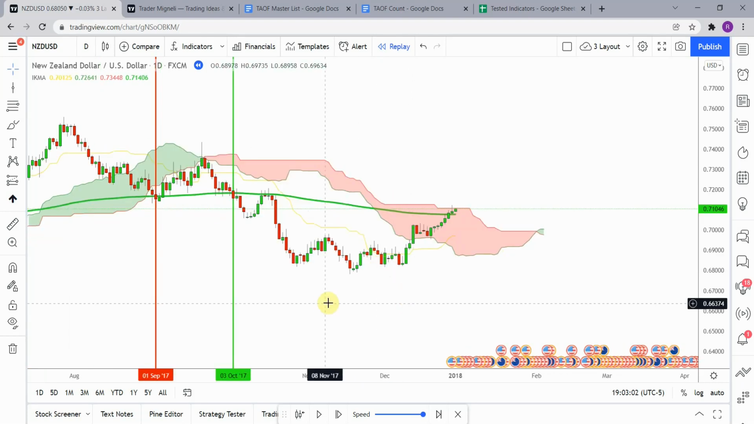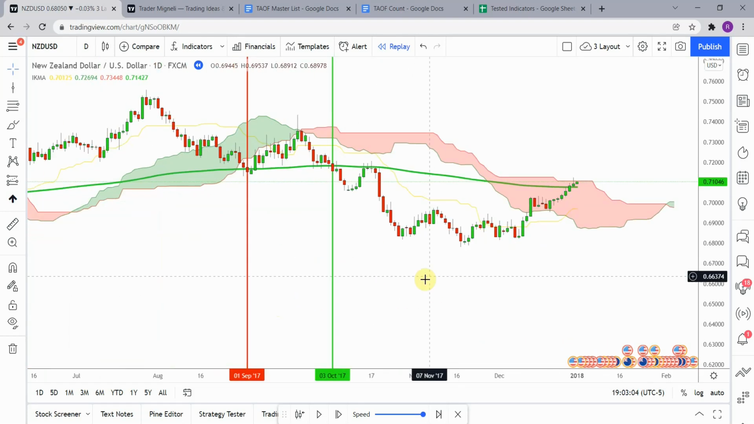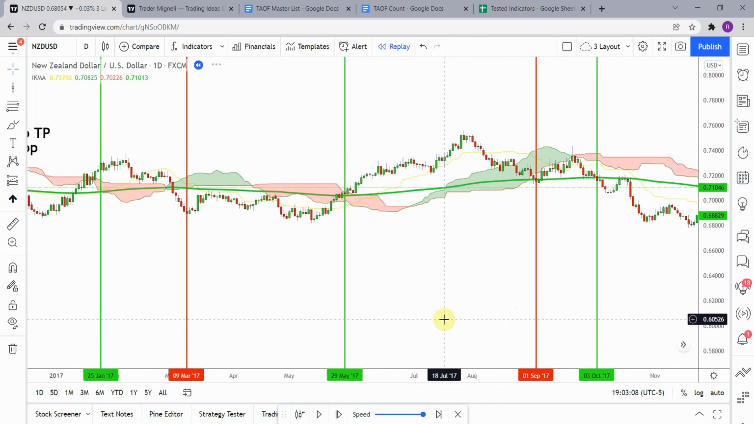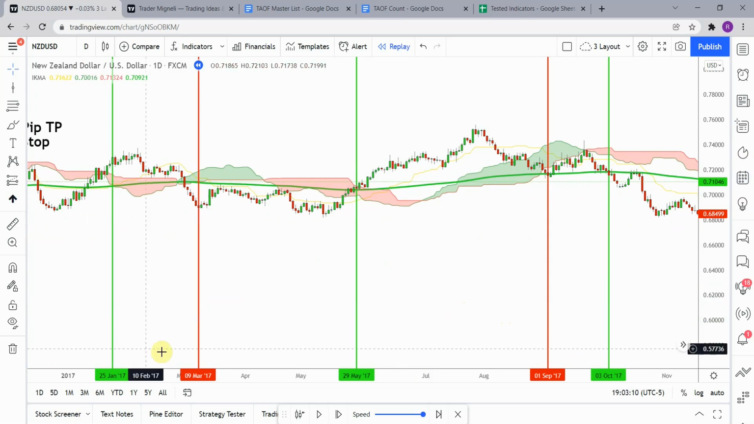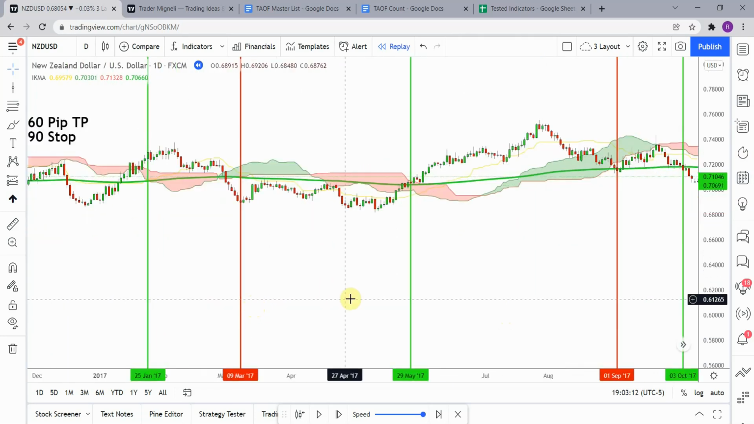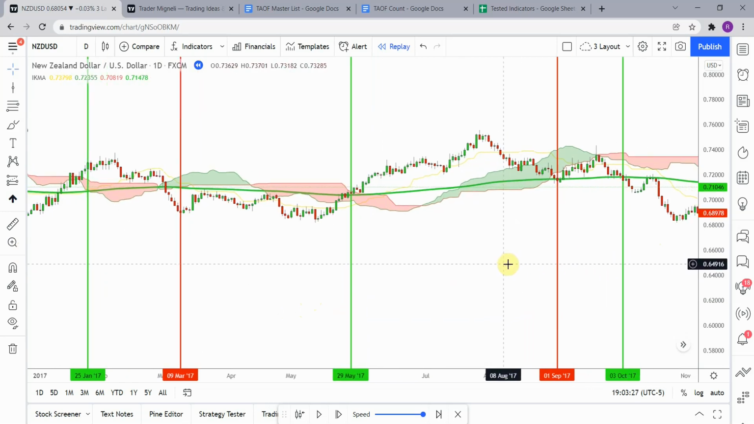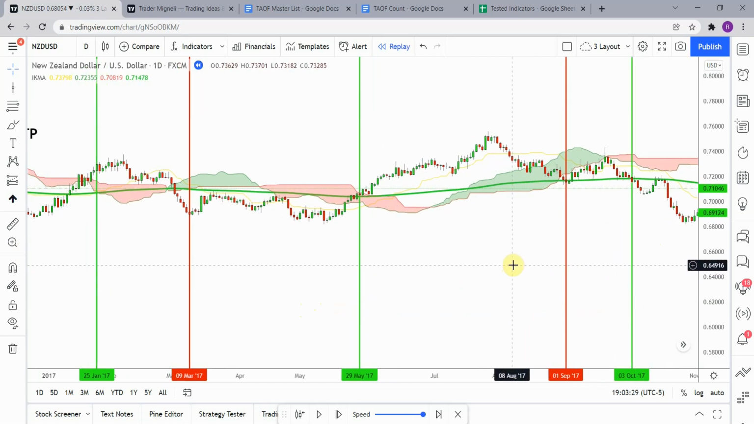All right, so let's go ahead and take a look at our indicator here. All right, so we'll count these out. We have 1, 2, 3, 4, and 5. So we have 5 trades all together, and we have 1, 2, and 3 winners. So that will meet the 60% criteria.